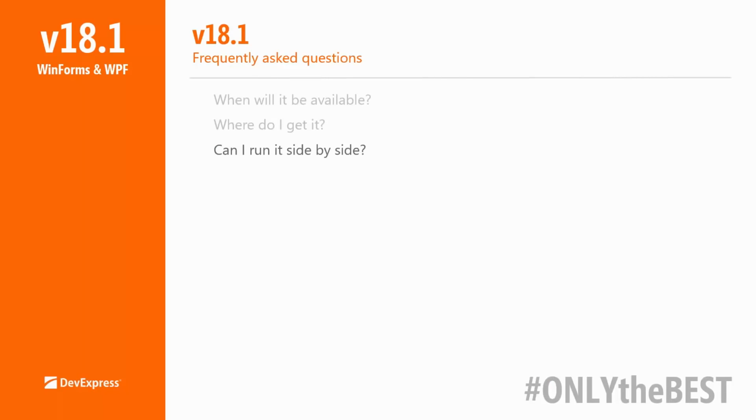Next question is always, can I run it side by side? I highly recommend that you do. Across all the major versions, whether it be 17.1, 17.2, 18.1, you can install side by side. You can switch your projects between those versions quite easily. And I always think it's worthwhile taking a branch of your code and just seeing if there are any breaking changes with your project. And of course, the support team are always there to help.